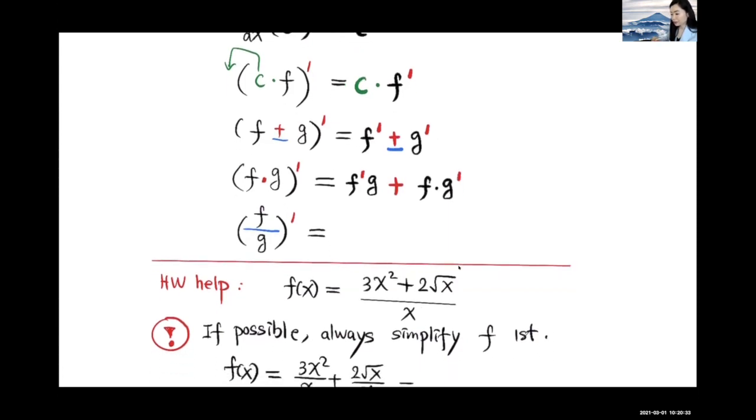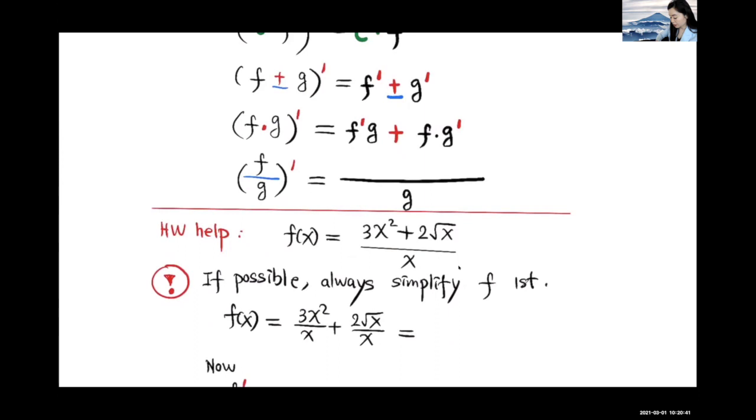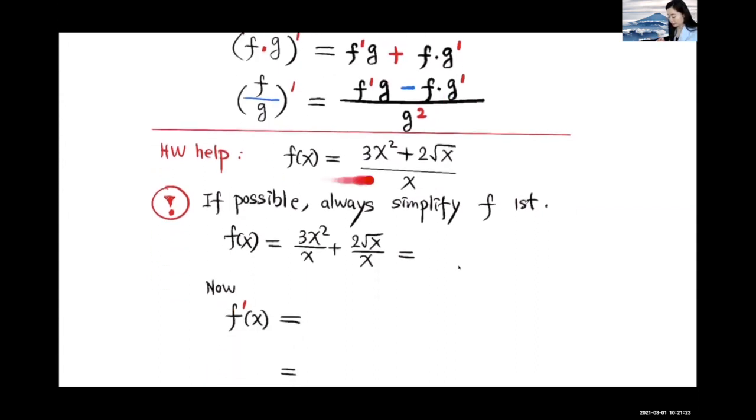Now the quotient rule. So the derivative of f over g. The denominator will be g squared, right? What's in the numerator? f prime times g, and then minus f times g prime. Yes, you got it. Now I put it in this order so you can see that it kind of relates to the product rule. It's similar, except this is the sum and this is the difference.